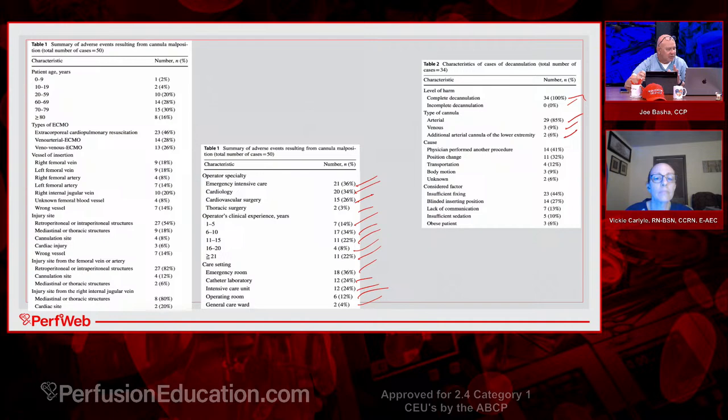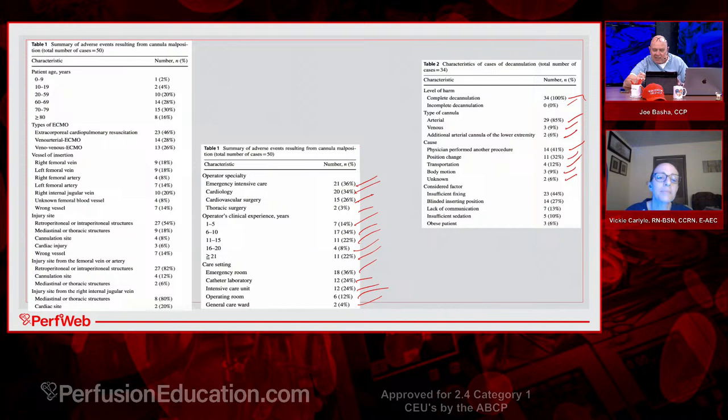Oh, I'm so sorry. Physician, what caused this to happen? Physicians performing another procedure 41% of the time. Position change of the patient 32%. Moving the patient, so it happened in the elevator, that's got to be bad. Body motion, an unknown cause. I know what the unknown cause was. It's not unknown. The patient reached up, was not secured, grabbed it and yanked it out. That's what happened.